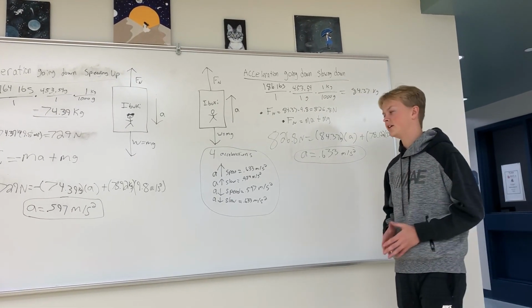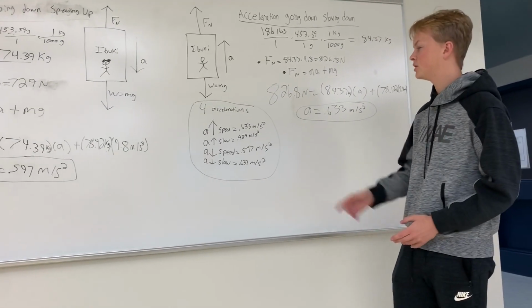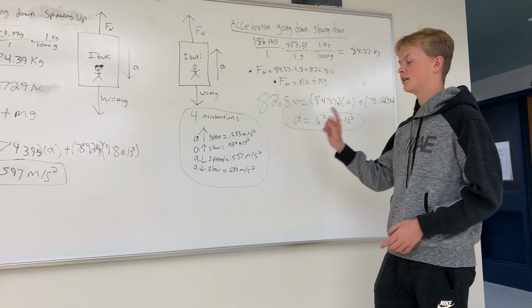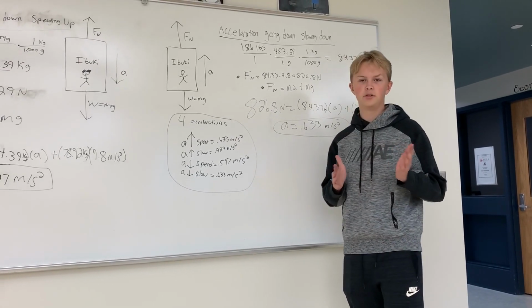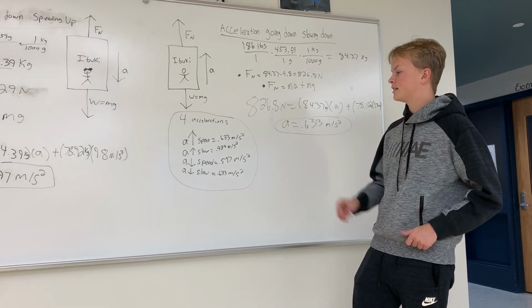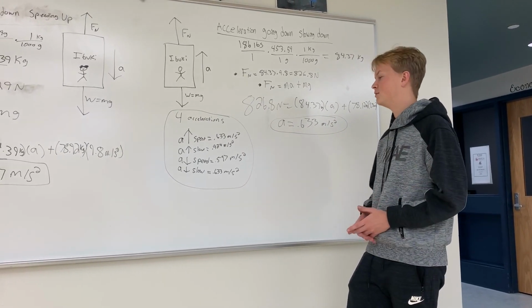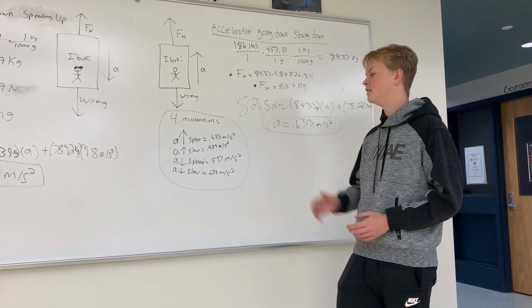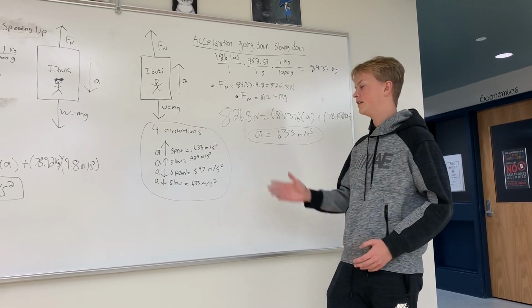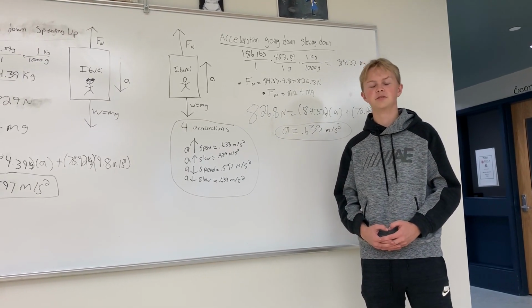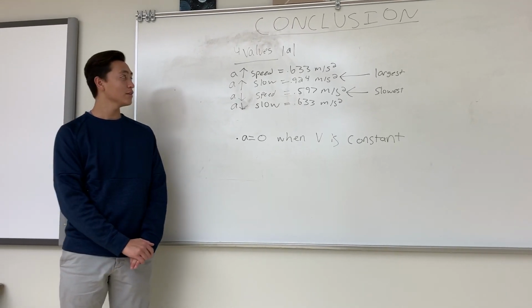So with all of these accelerations now calculated, we have our four accelerations here. The acceleration going up and speeding up, which is 0.633 meters per second squared. The acceleration going up and slowing down is 0.924 meters per second squared, or negative 0.924 meters per second squared. The acceleration going down and speeding up is 0.597 meters per second squared going in the negative direction. And the acceleration going down but slowing down, which means it's working in the positive direction, is 0.633 meters per second squared.